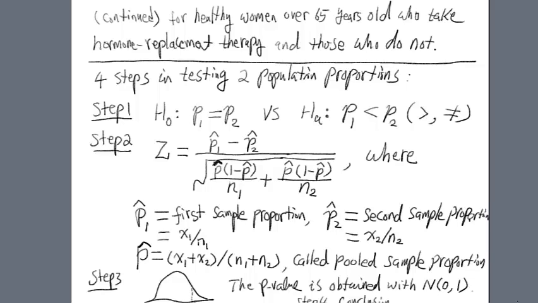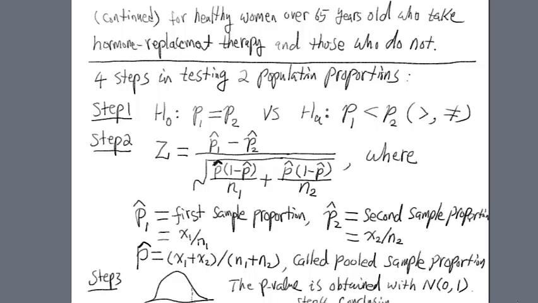And P hat, here called pooled sample proportion, is equal to the combined number of successes divided by the total sample size from the two samples. So the numerator is X1 plus X2. The denominator is N1 plus N2. All right. So step 3 is the calculation of p-value.